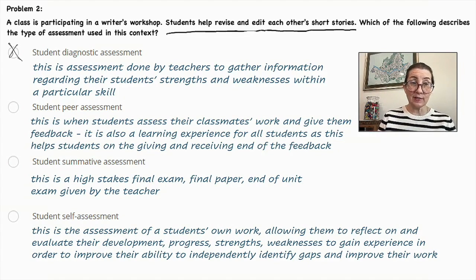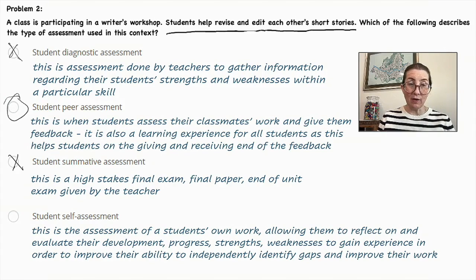Student peer assessment. This is when students assess their classmates' work and give them feedback. It is also a learning experience for all students, as this helps students on the giving and receiving end of the feedback. So I think this is a very strong possibility. Now let's go on. Student summative assessment. This is a high stakes examination, a final exam, a final paper, an end of unit test given by the teacher. So we can eliminate that.